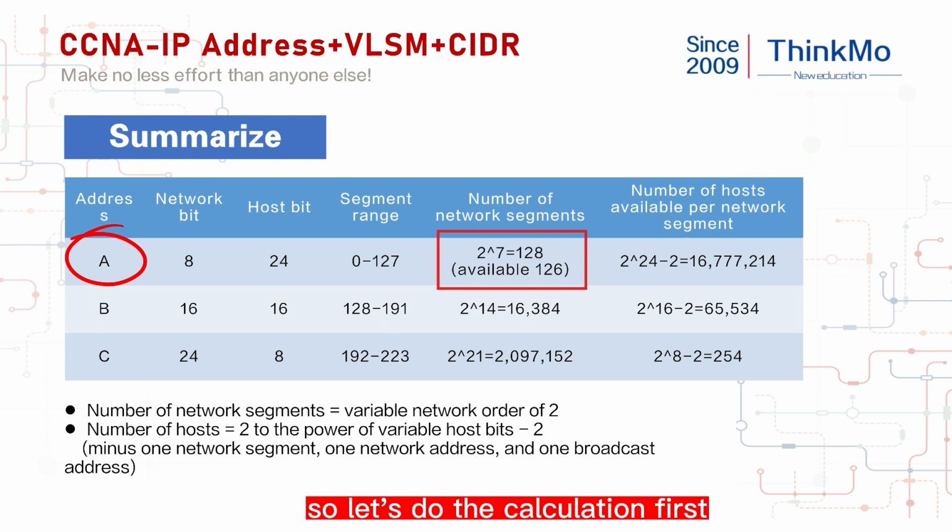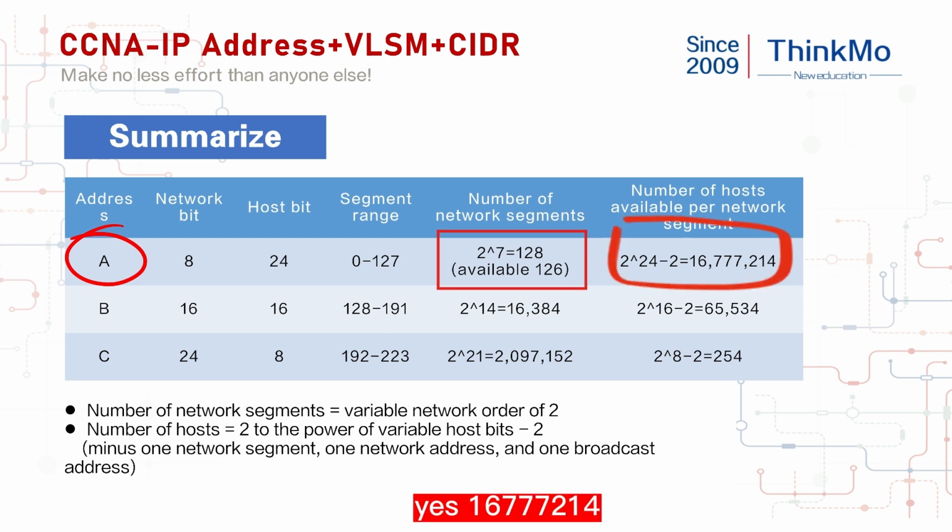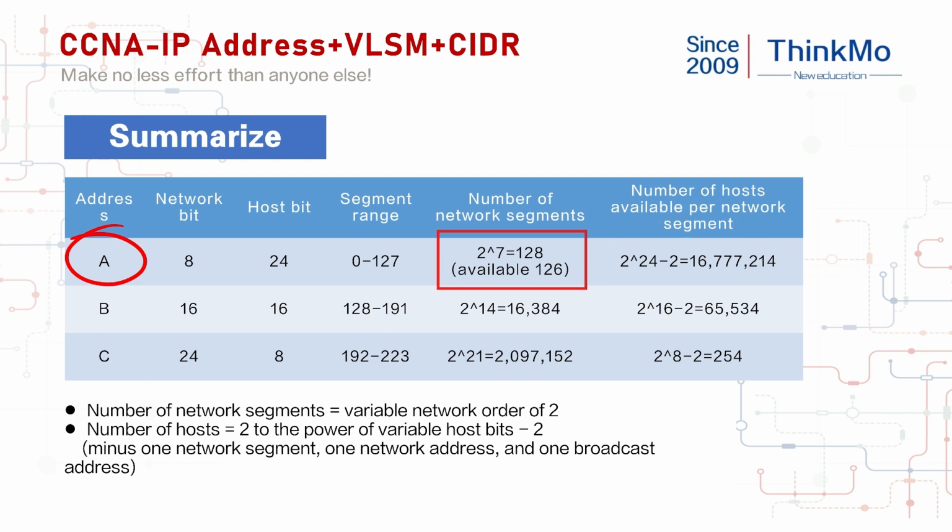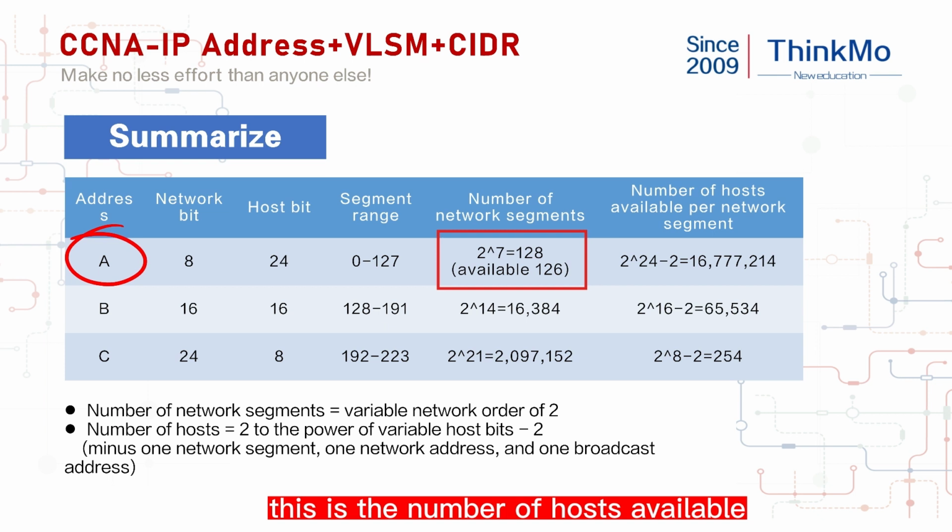So let's do the calculation first. Subtract 2 here and calculate the value. Yes, 16777214. This is the number of hosts available.